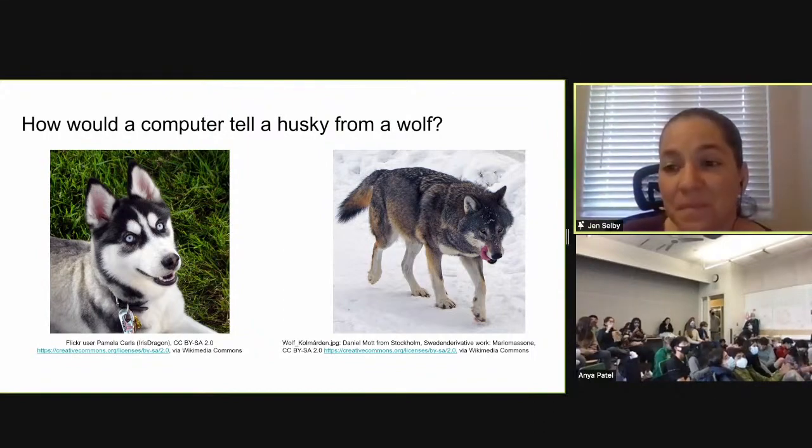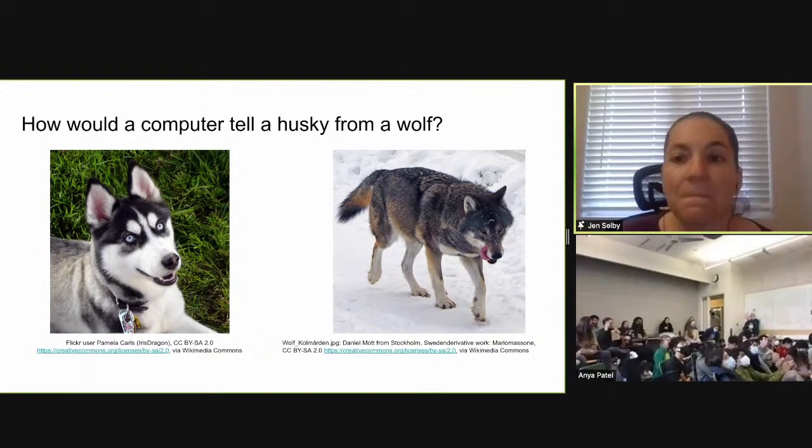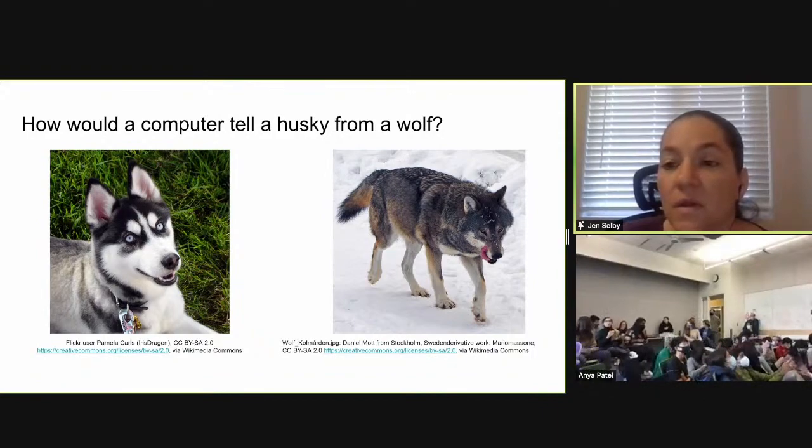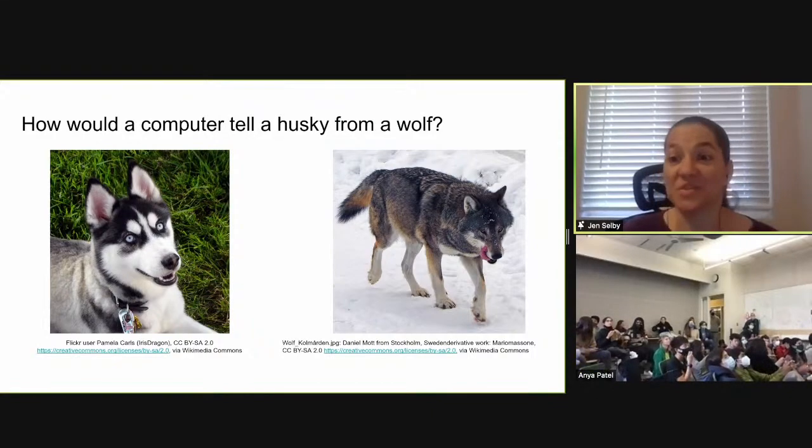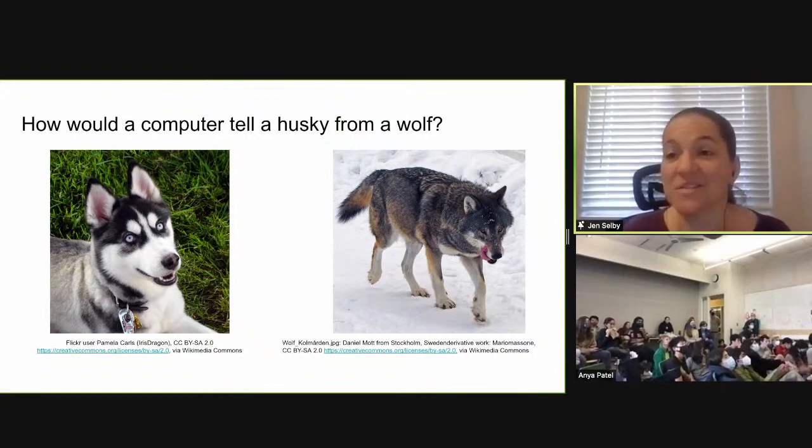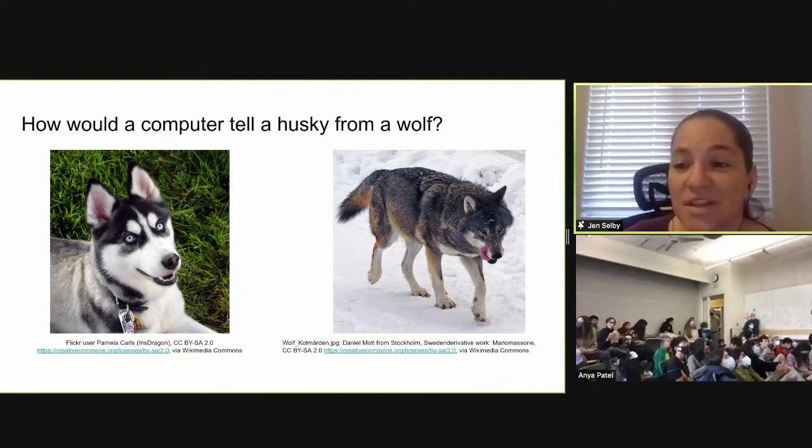Yeah. Akshar. There's also fur texture. Yep. Caroline, you're gonna have to speak loud. If there's like a collar or leash. Yeah, Caroline said if there's like a collar or a leash. Yes, great. So the huskies are much more likely to have something like that, something human made, for sure. Anything else?